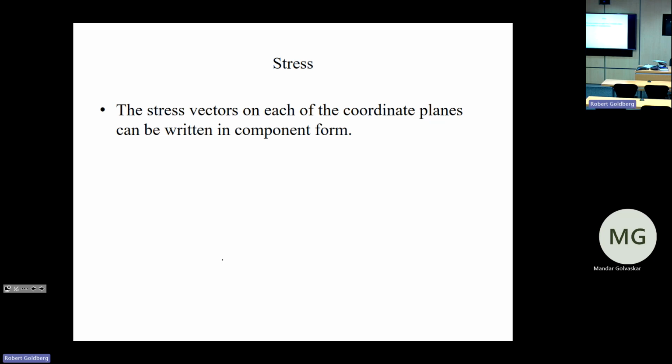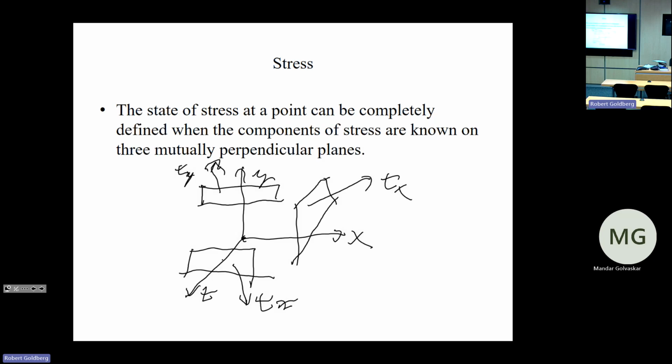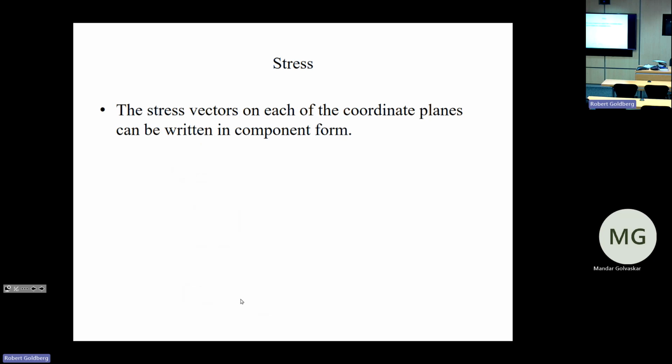And the stress vectors on each of the coordinate planes can be written in component form, because even though the plane is perpendicular to the axis, the vectors themselves are not perpendicular to the axis. So this vector acting on the plane perpendicular to the x-axis has components in the x direction, in the y direction, in the z direction. And the same for this t sub y acting on the plane perpendicular to the y-axis, and the same with this t sub z acting on the plane perpendicular to the z-axis.